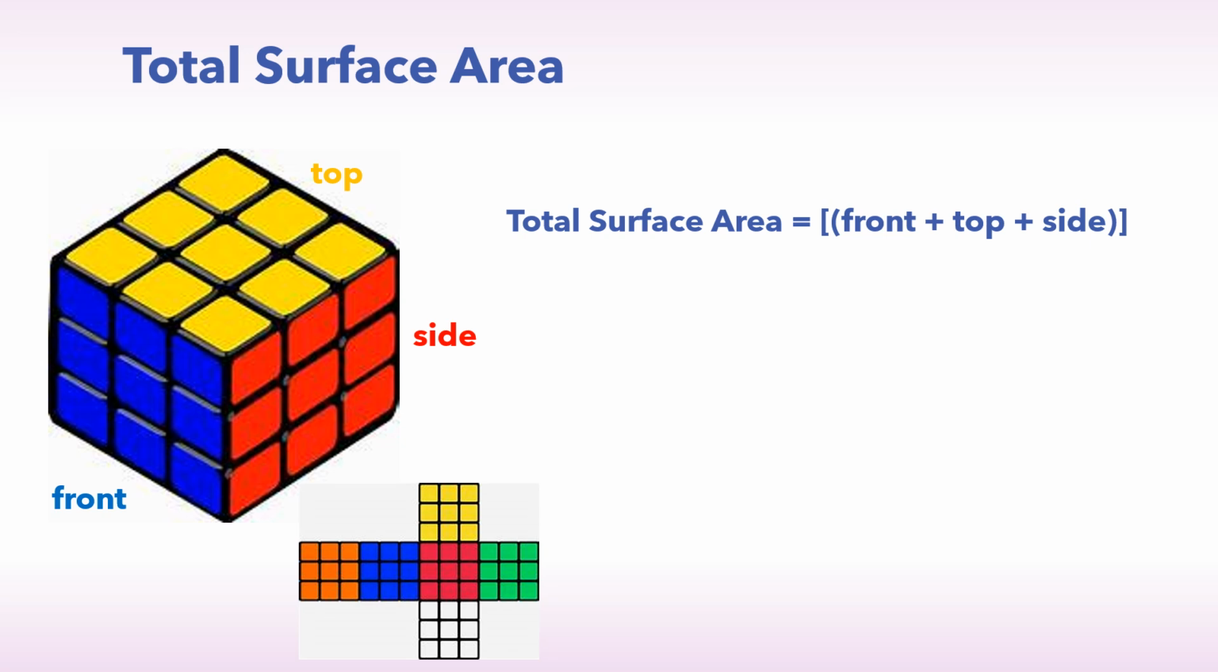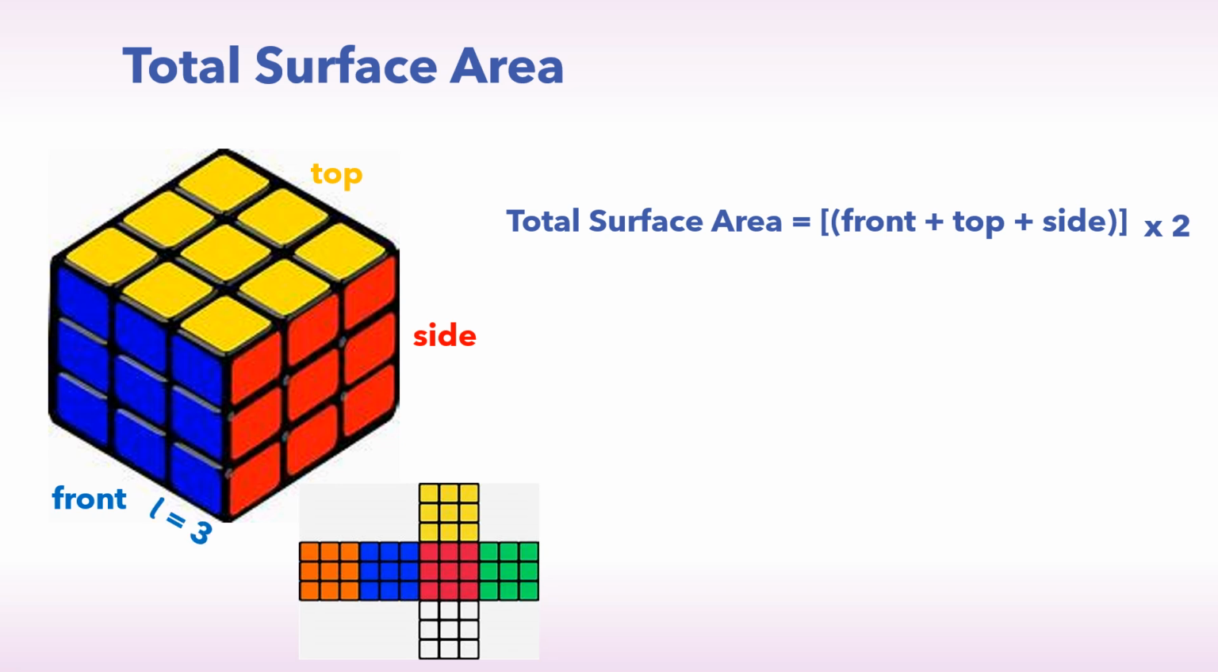Now, the formula to calculate the total surface area is the front plus the top plus the side. We put that in brackets, and then we put it in bigger brackets and we say times 2. Why do we times it by 2? Because the parts that you can't see, which is the bottom, the back, and the left-hand side, we also calculate, and we times it by 2.